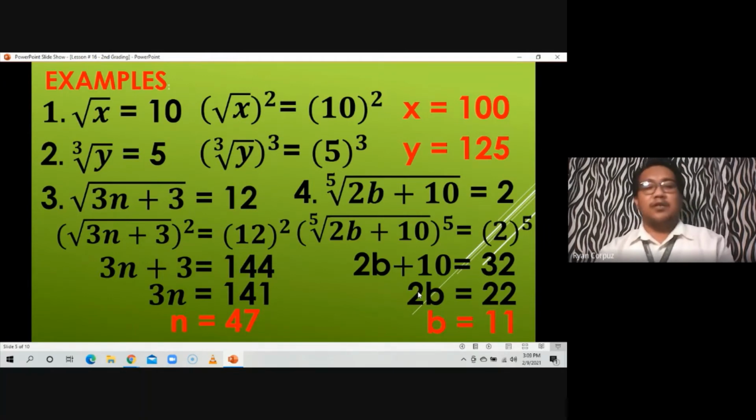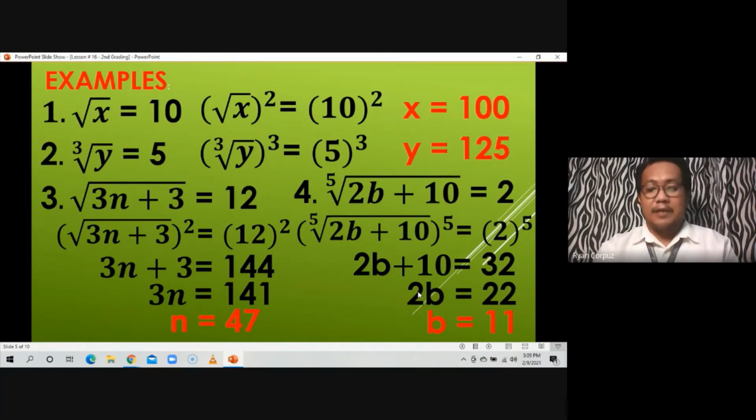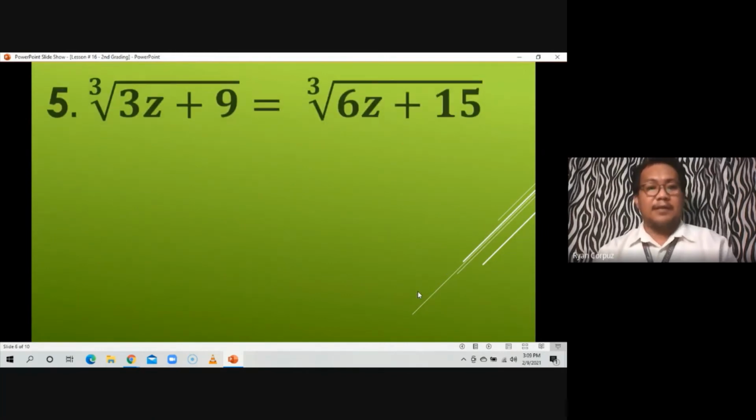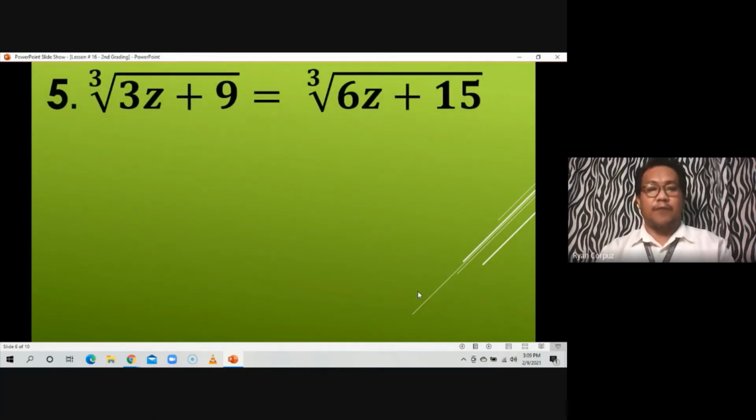So that's how we answer example number 4. Do you have any questions about it? So if not, let's proceed to answering another example. So let's answer now example number 5.